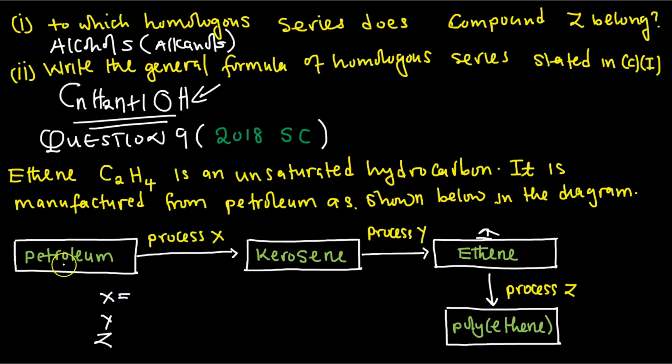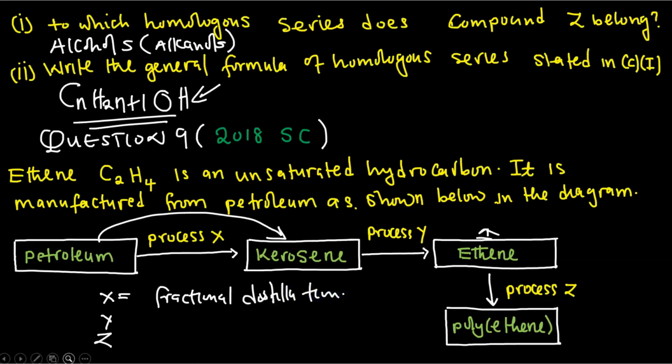Now, the process by which petroleum is converted to kerosene. Kerosene is one of the products of petroleum, and this process is called fractional distillation. Fractional distillation of petroleum or crude oil, that is what we call this. The components found in petroleum have different boiling points, which makes it possible for them to be separated by this process.